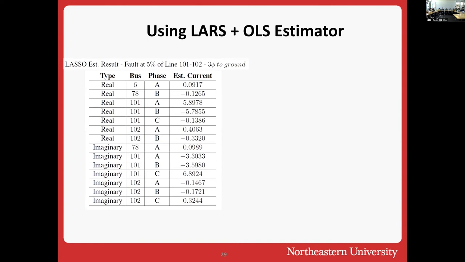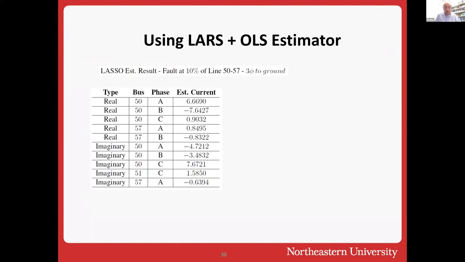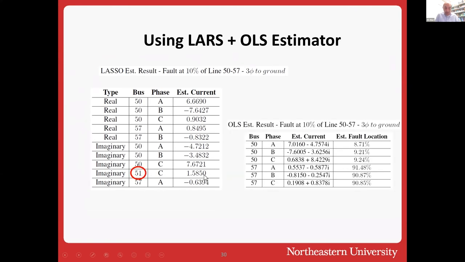And indeed, if you look at this case, for instance, the ones that we looked at earlier, in this case, we ran into some non-zeros, which are not supposed to be there by using Lasso, even though the rest were correct. And then doing the OLS, we can clean it out and then get these results as shown here. And similarly, we can do it for another case shown here between 50 and 57. Again, there was an incorrect value appearing here, and we were able to clean it up by using the OLS approach here.